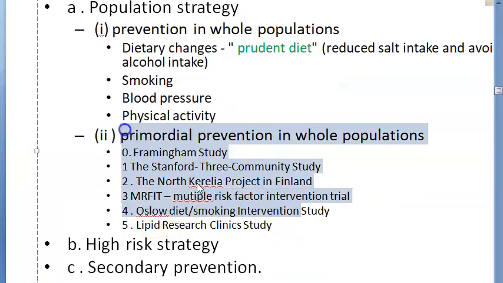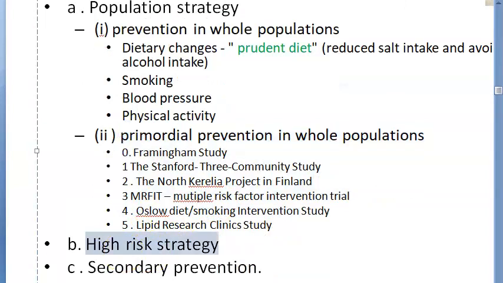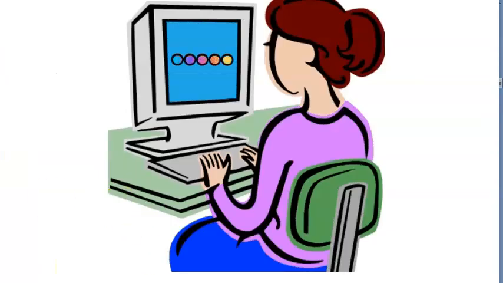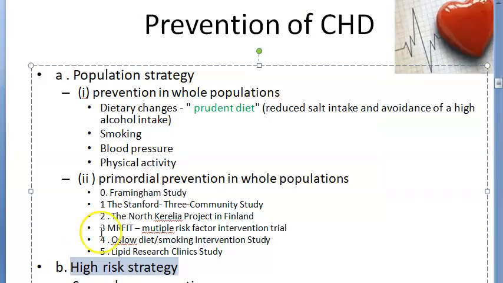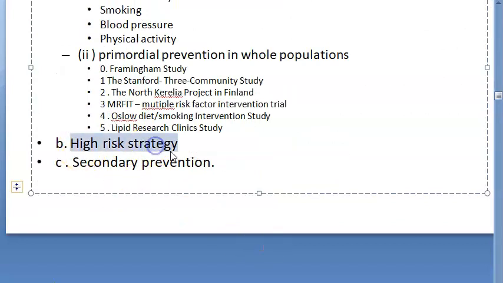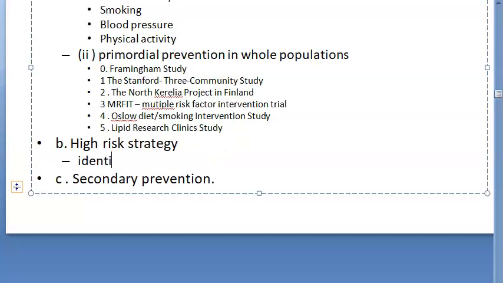Primordial prevention, we saw all the risk factors. Then coming to high risk strategy. For high risk population, what will you do to prevent this coronary heart disease? Guys, we are back on the prevention of coronary heart disease. We're looking at high risk strategy. You will identify the risk. Individuals at special risk, you will see who smoke, who are obese, people who are using oral contraceptive pills. These are the people who are high risk. So you will identify them. So identify people who smoke.